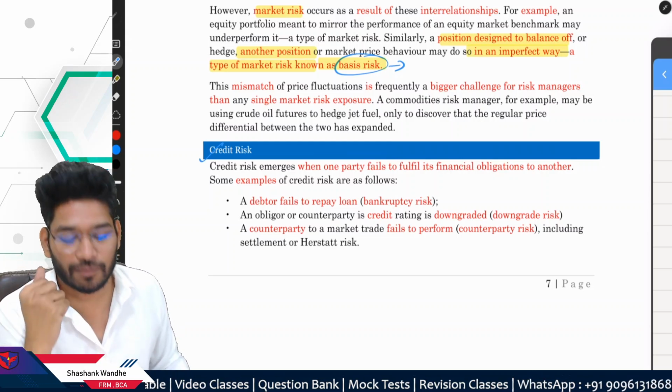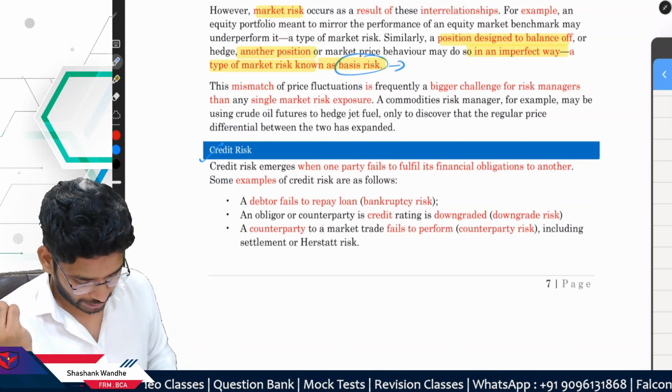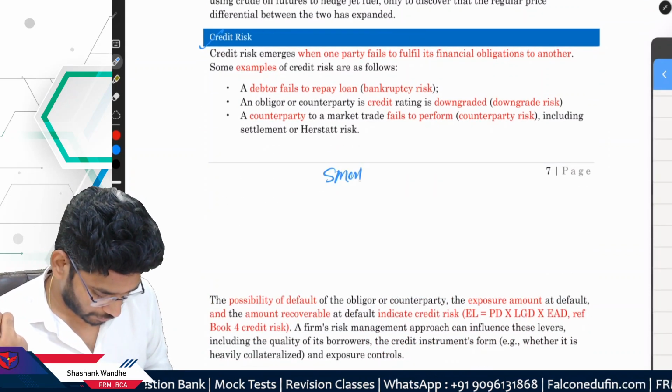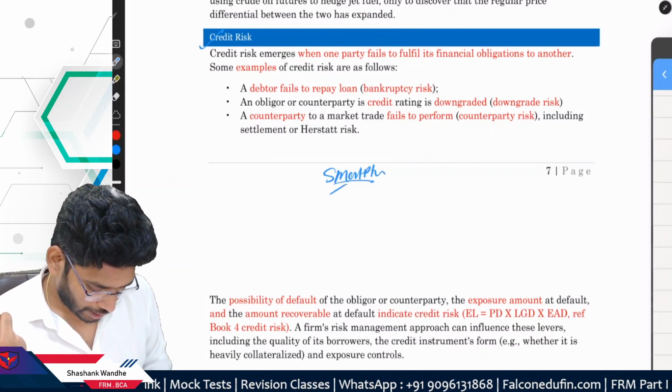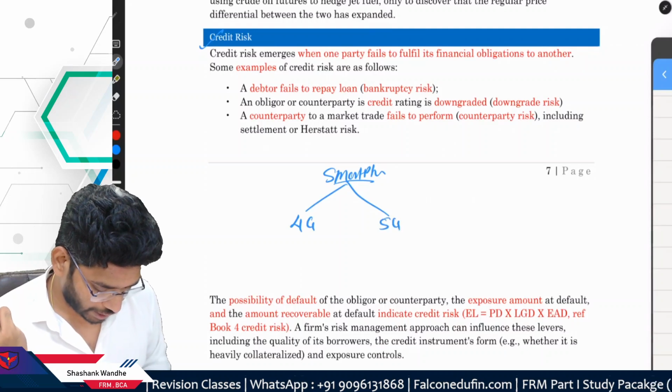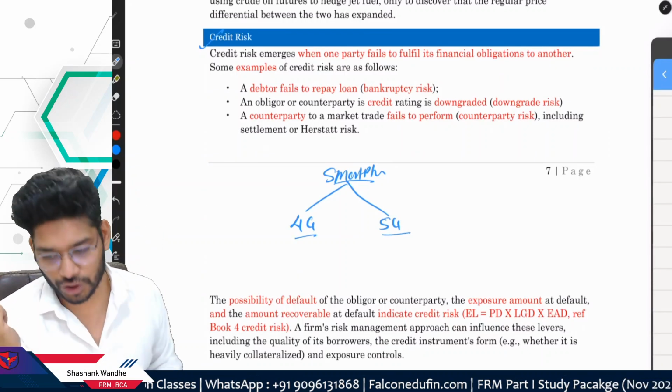It is not possible for me, he said. So I asked him a very simple question. If there are two smartphones, one smartphone is a 4G phone, one smartphone is a 5G phone, 5G technology, 4G technology.